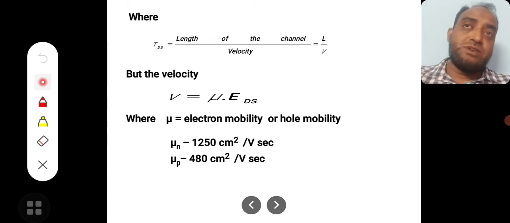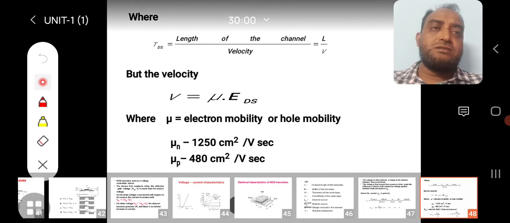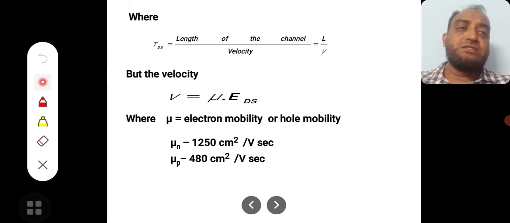Time can always be a function of distance and velocity. As we are talking about tau ds, what does it mean? Transit time to travel from drain to source. So the distance is the distance between drain and source, which is nothing but the channel length. So we have replaced that with the letter L, divided by velocity V. On what parameters will velocity depend? Velocity depends upon the mobility of the charge carrier.